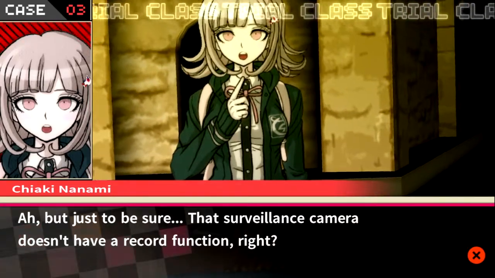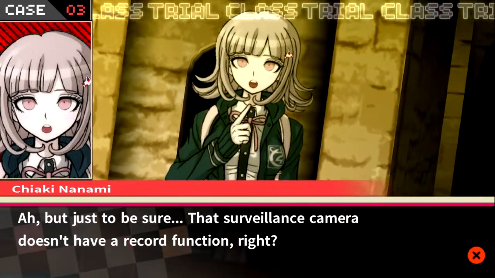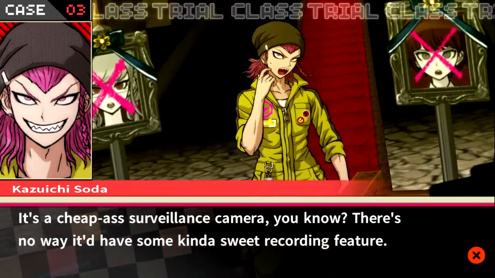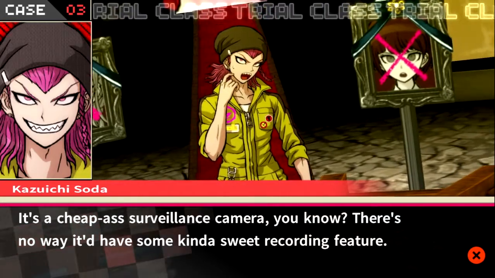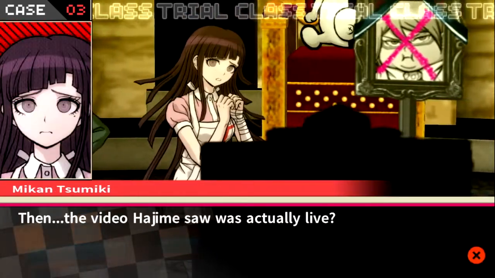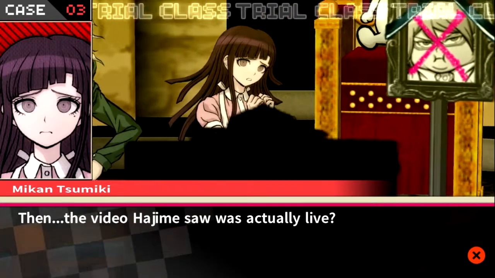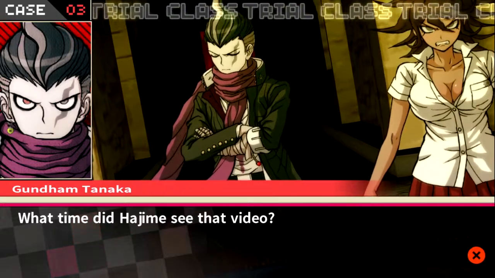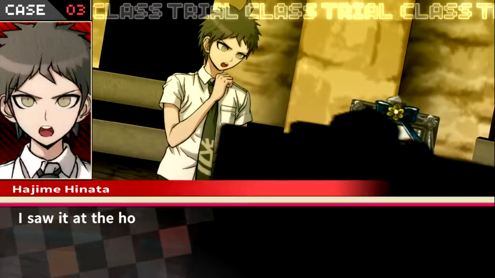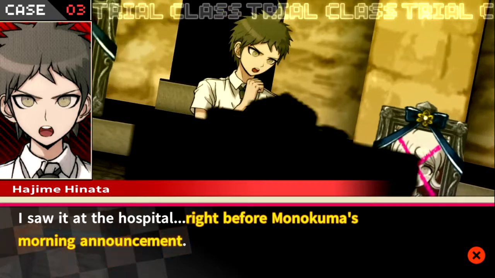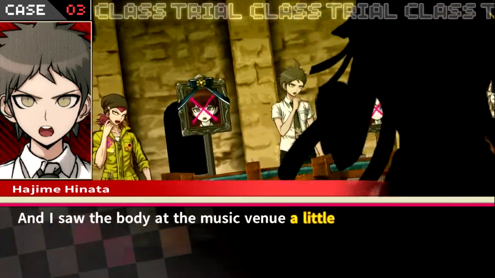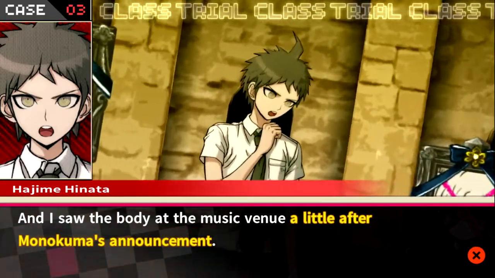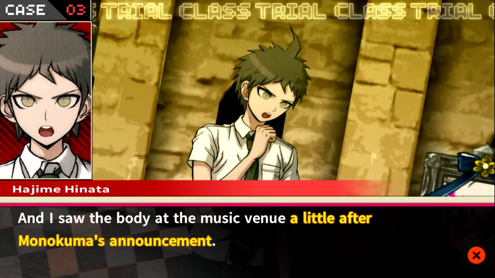But just to be sure, that surveillance camera doesn't have a record function, right? It's a cheap surveillance camera, you know? There's no way it'd have some kind of recording feature. Then, the video Hajime saw was actually live? What time did Hajime see that video? I saw it at the hospital, right before Monokuma's morning announcement. And I saw the body at the music venue a little after Monokuma's announcement. By the way, Monokuma's announcement is at 10 o'clock, so these people sleep in a lot.